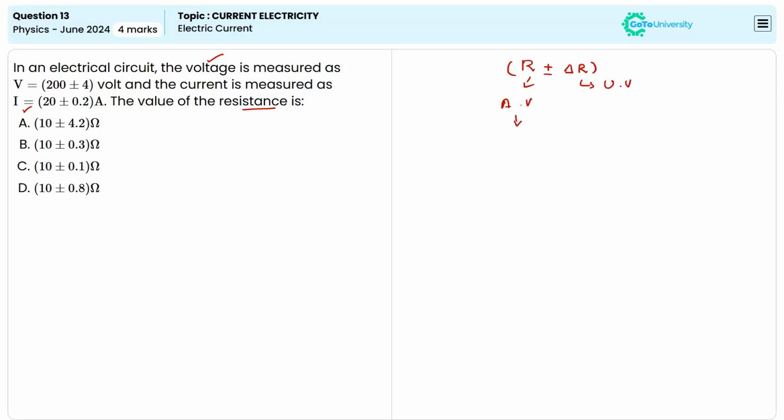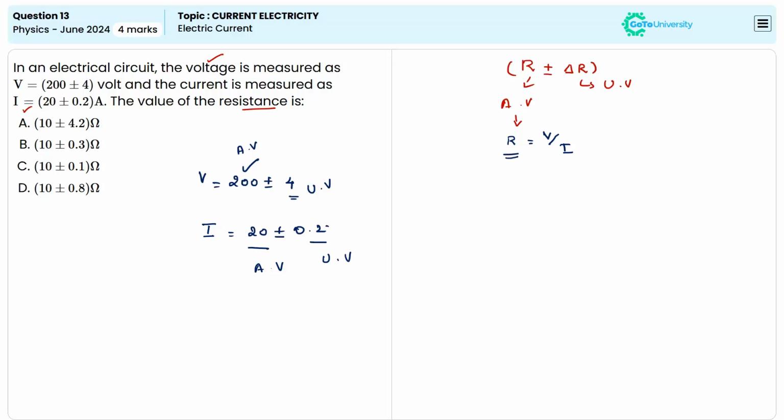It's known that the actual value can be calculated using a formula of R, which is nothing but V divided by I. Whereas the value of V is given as 200 plus or minus 4. 200 is the actual value. 4 is the uncertainty value. Similarly, I is given as 20 plus or minus 0.2. Here 20 is the actual value and 0.2 is the uncertainty value.